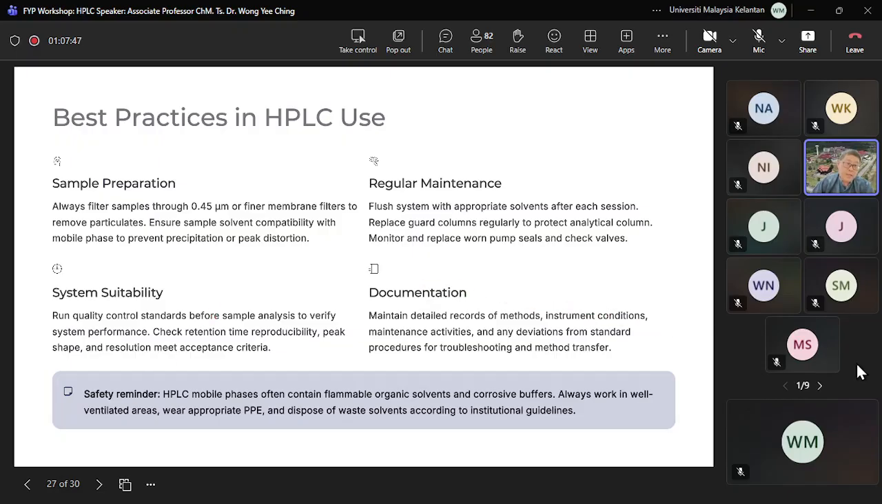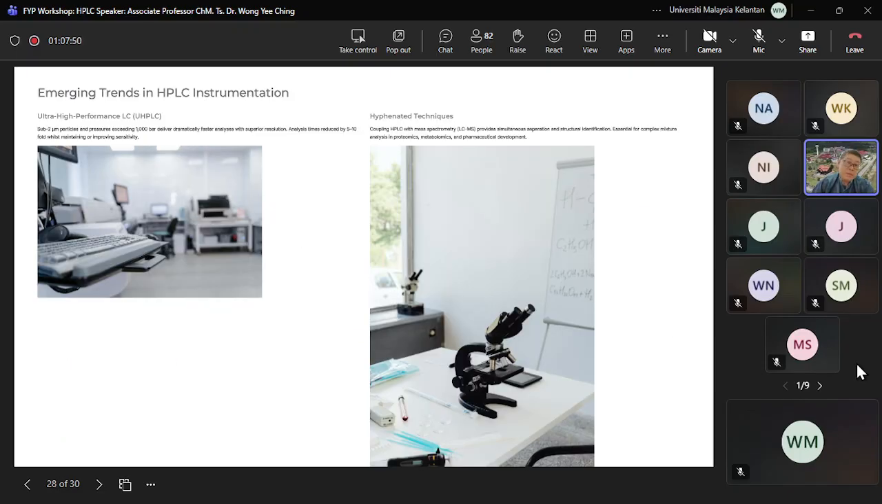Right. So some emerging trends on the HPLC, like what I've already stated, the ultra high performance liquid chromatography or any hyphenated technique that you can use, designed for your HPLC. These are some of the emerging trends in your HPLC. But whatever we have in UMK is the basic one only.